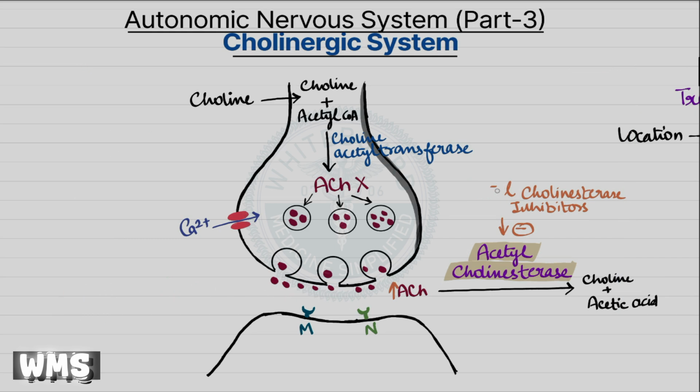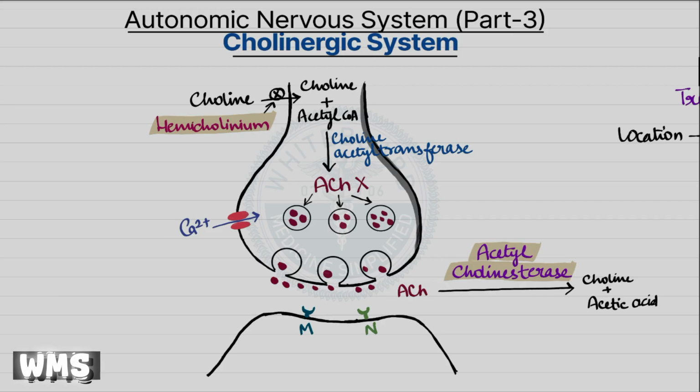Now that we understand what indirect acting drugs are, let us discuss a few drugs that we study nowhere in the ANS but only here. The first one is Hemicholinium. Hemicholinium is an indirect acting drug that works at a very early step in acetylcholine synthesis. It blocks the uptake of choline into the nerve terminal.